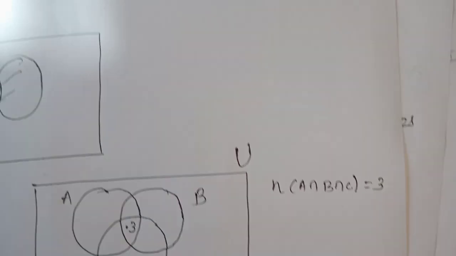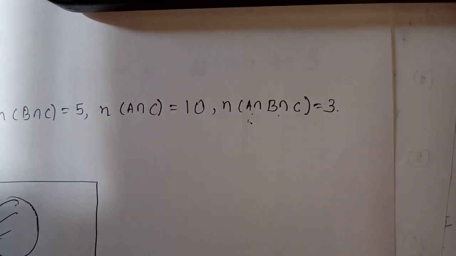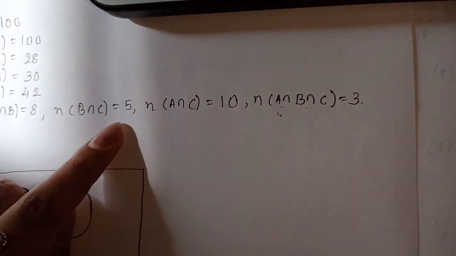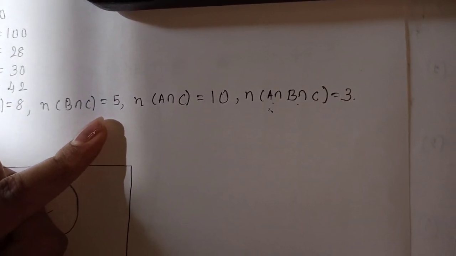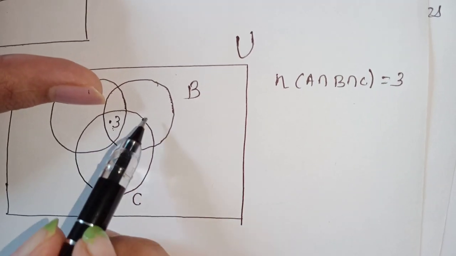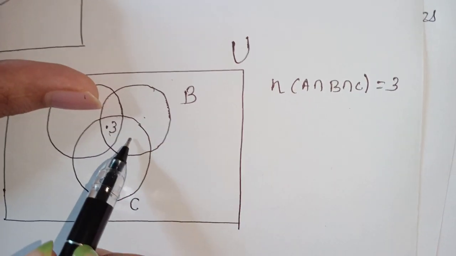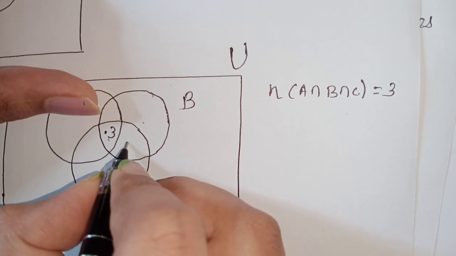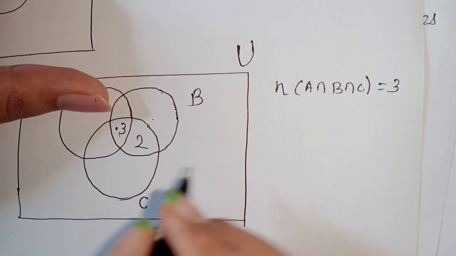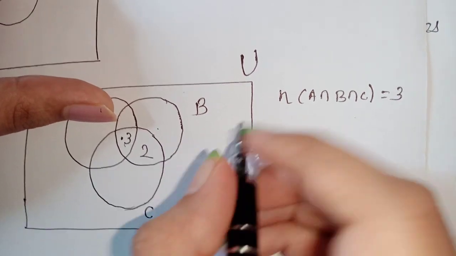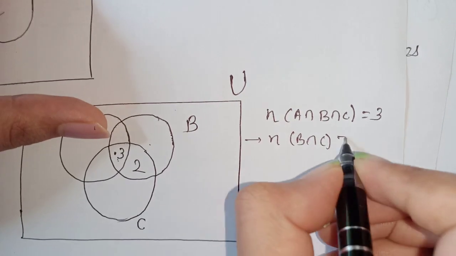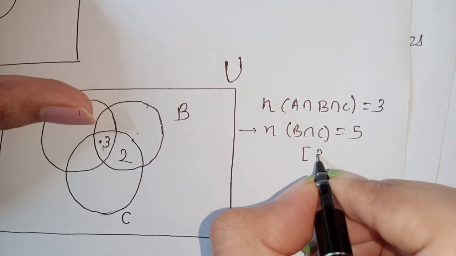Next I will check for the number of B intersection C. Now it is given number of B intersection C is equal to 5, but 3 I have already used here. So how many common things will be there between B and C? That will be 2. So 3 plus 2 is 5. Okay, so B intersection C is 5, so I will write like this: number of B intersection C is equal to 5. How? That is 3 plus 2.